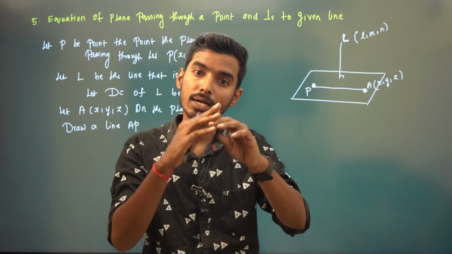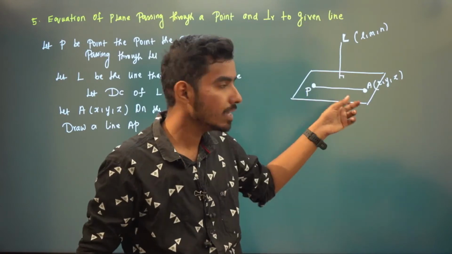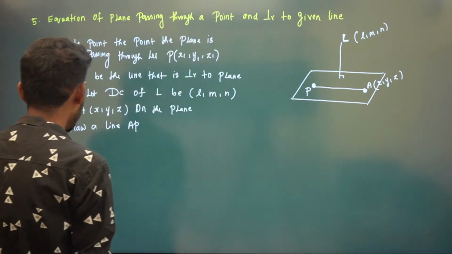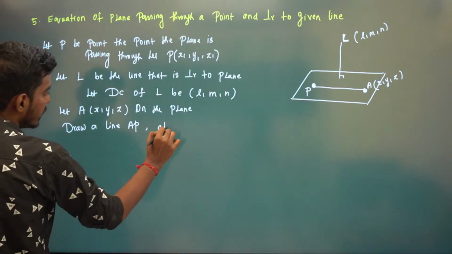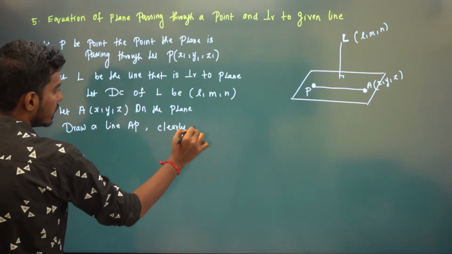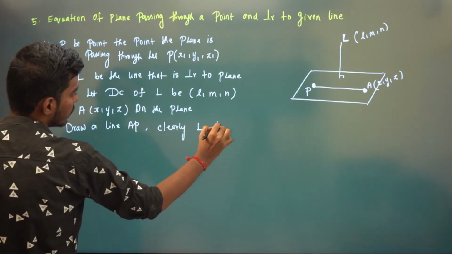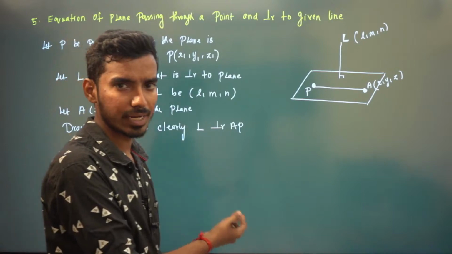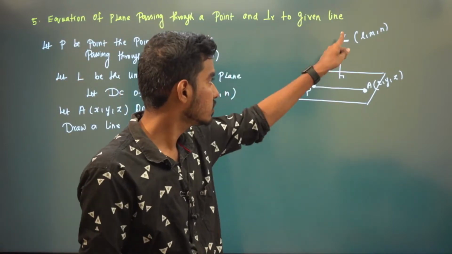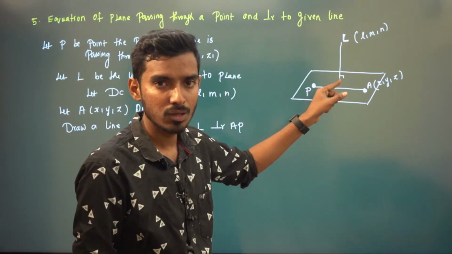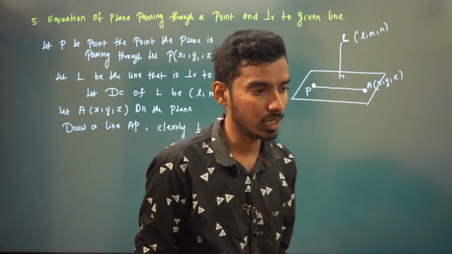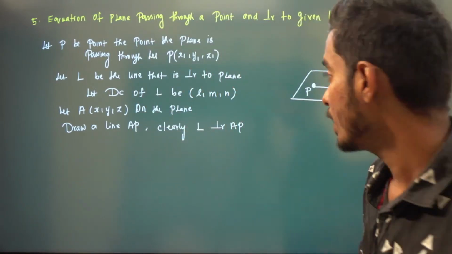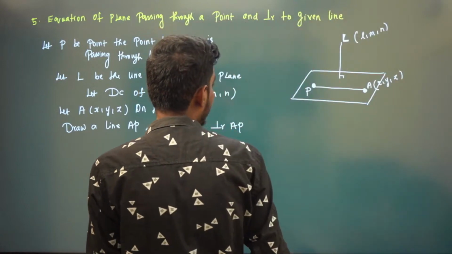L is perpendicular to the plane itself, and this AP is on the plane only. That means, so draw a line AP. Clearly the line L is perpendicular to AP. I don't want to write the explanation, right? This L is perpendicular to the plane, that means it will be perpendicular to AP also. That line L will be perpendicular to AP also, right?